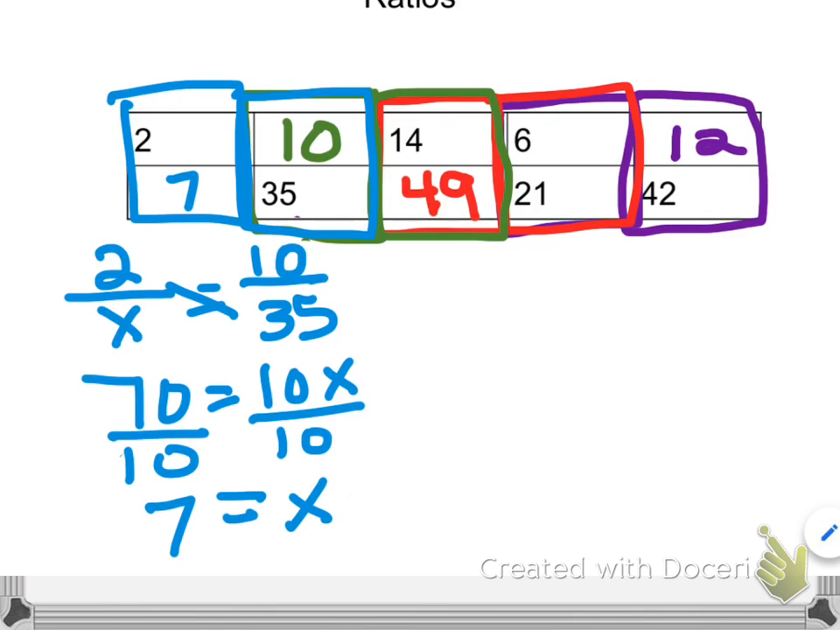Now what I can do to check is just do some multiplication and make sure that they all work across. If I want to go from 2 to 10, I'm going to multiply by 5. So if I multiply 7 by 5, I also get 35, so that one's correct. And then to go from 2 to 14, I'm going to multiply by 7, and if I multiply 7 by 7, I get 49, so that's correct. And then you can just continue doing that to check your answers across, starting with the first one and figuring out what you multiply it by going across.